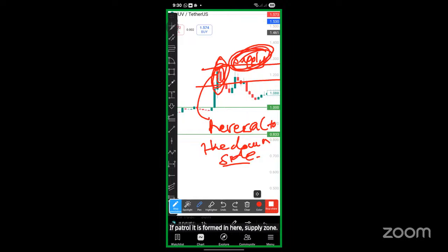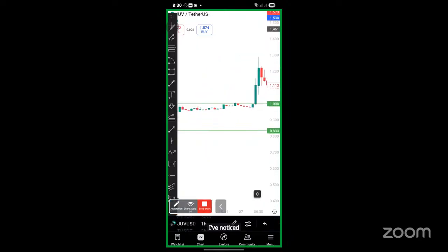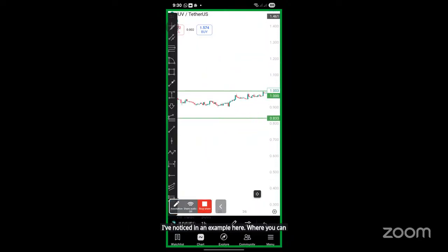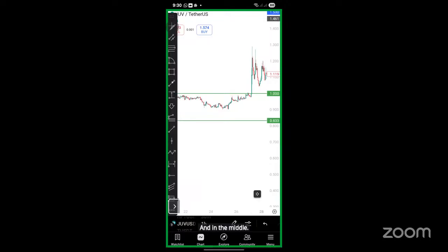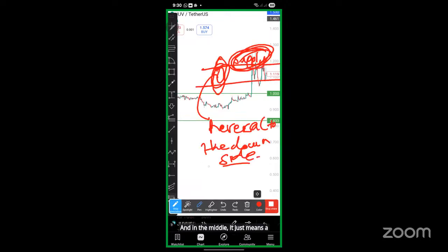And whenever I find it in the middle, I've not seen an example here where it can be found in the middle, and in the middle it just means a continuation to the downward side. Okay, continuation pattern to the downward side.